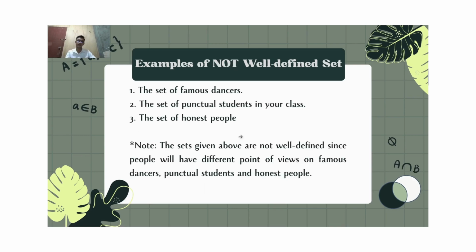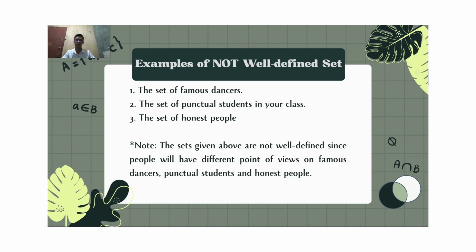On the next slide, these are the examples of not well-defined sets. Number one, we have the set of famous dancers. We cannot define specifically who those famous dancers are. We have so many famous dancers. So that is not a well-defined set.